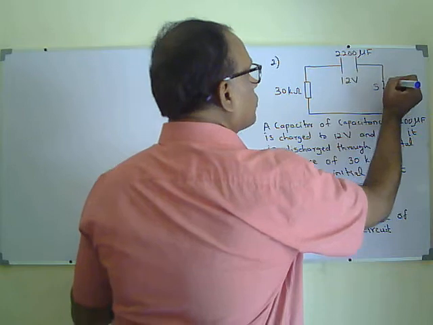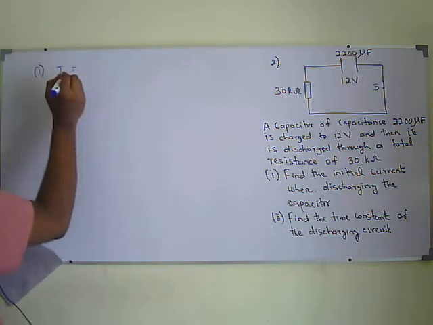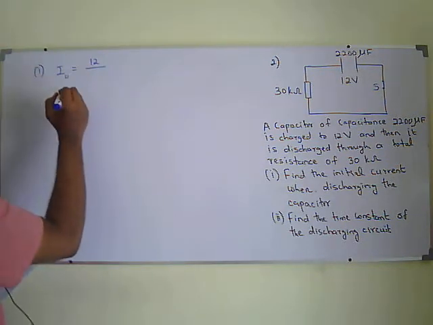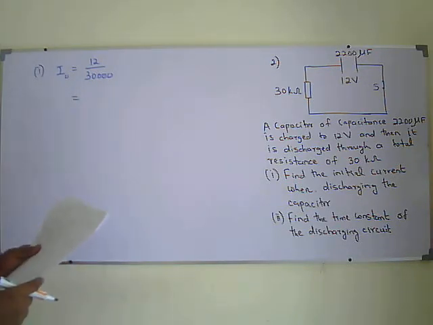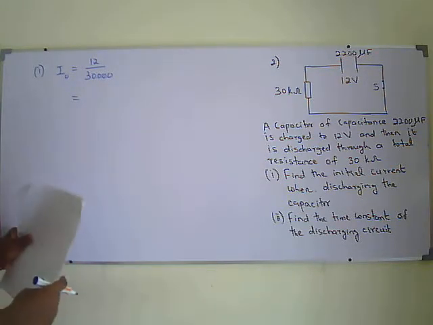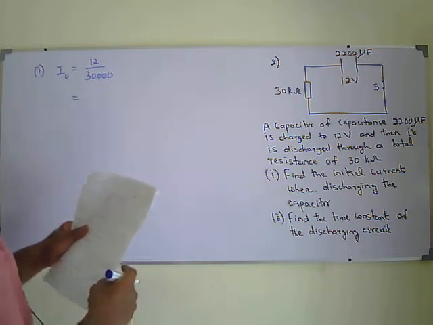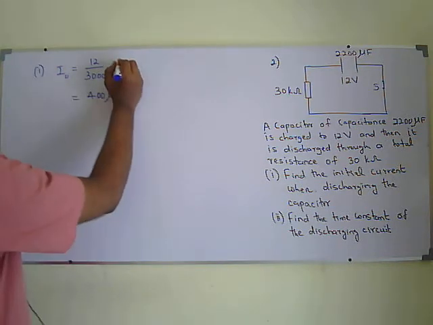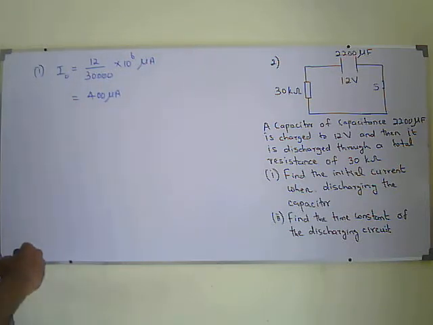When the switch is closed, the initial current I naught will be the initial voltage across the capacitor, 12, divided by the resistance, 30,000. So the initial current will be 400 microampere. You'll get it in amperes, convert to microampere by multiplying by 10 to the power 6. That will be 400 microampere.